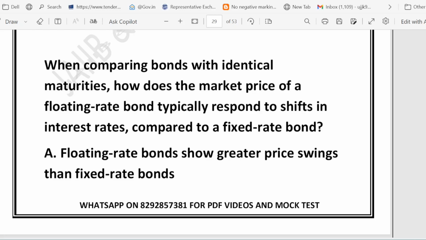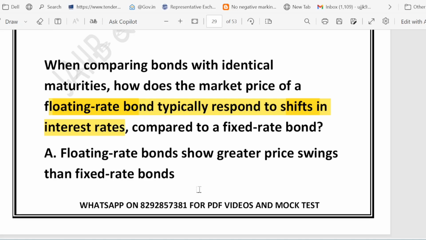The question they are asking you: when comparing bonds with identical maturity, how does the market price of a floating rate bond typically respond to a shift in interest rate compared to a fixed rate bond? So basically on one side you have a floating rate bond, on the other side we have a fixed rate bond. So the market price of a floating rate bond responds to the shift in interest rate, how?